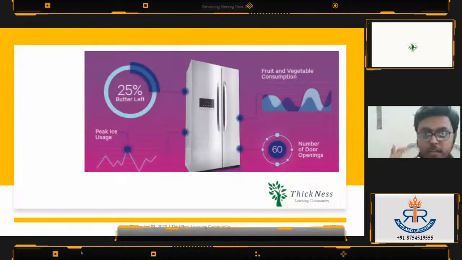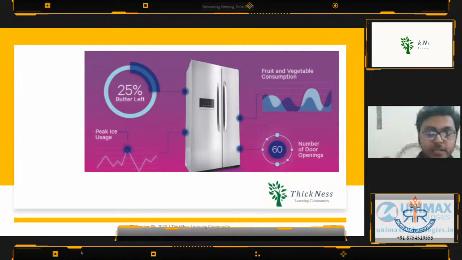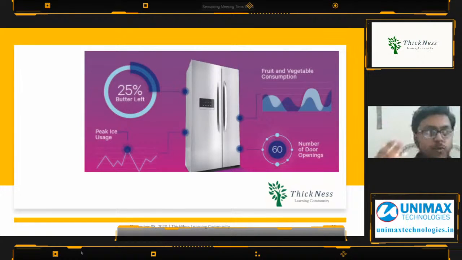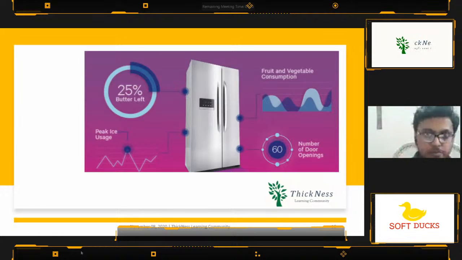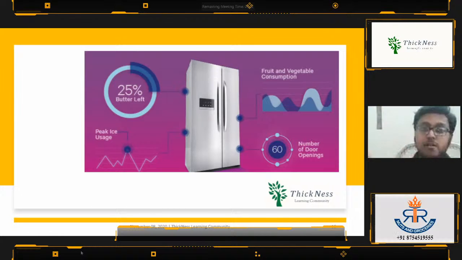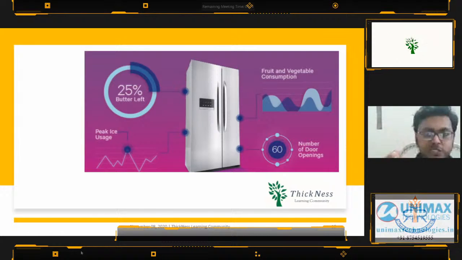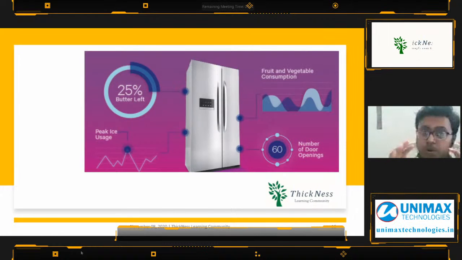It will have a butter tray. It will see the amount of butter left in the tray with its weight when it's kept, and then the zero value in it checks what percentage of butter is left, the number of times the door is opened per day, and the usage of the ice pack. It will show you the readings, and the rate at which vegetables and fruits are consumed in the home. All these will be done in the IoT refrigerator.